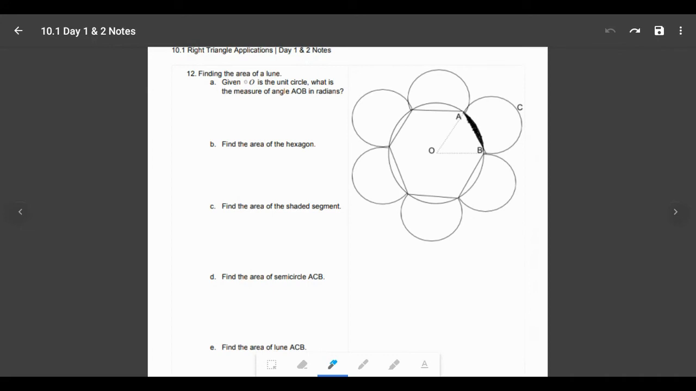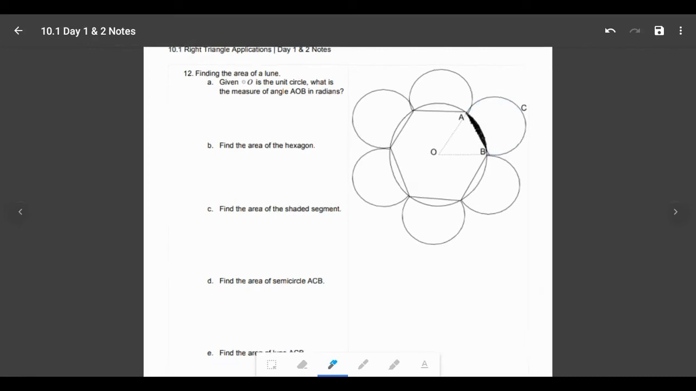Our last problem that we're going to be looking at for 10.1 is asking us to find the area of a lune. Now, the area of the lune is going to be this part. I know it doesn't look like a semicircle, but we are assuming that these are semicircles, minus that shaded in part between points A and B. So we are looking for this area, and all of these steps are going to walk us through finding the area of the lune.